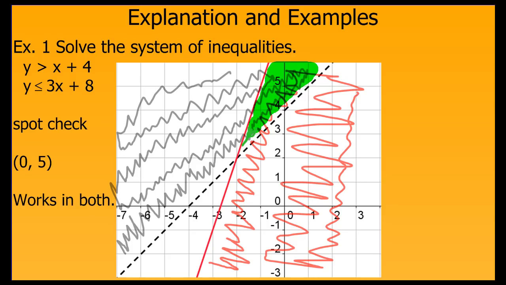It's always good to spot check a point or two in your solution region to make sure you didn't make any mistakes. In this case, the point 0, 5 is a nice point in my shaded region to try. I need to substitute 0 in for x and 5 in for y in both inequalities and make sure the point works in both of them. It does, so that gives me some confidence that my solution is correct.